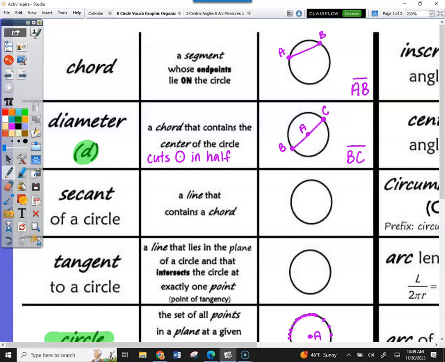Now, if it passes through the center, then it is a chord, but it's a special chord called a diameter, okay? So a diameter is a chord, but it has its special name because it's actually going through the center, all right?